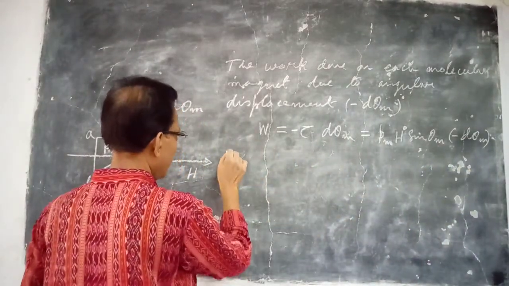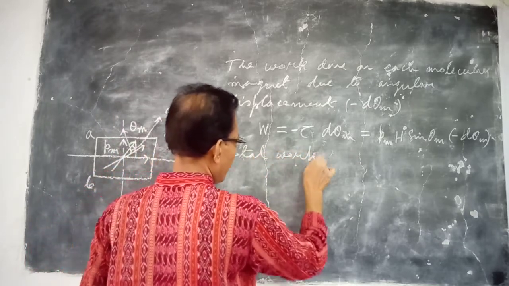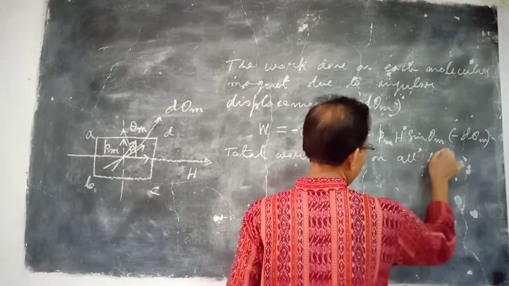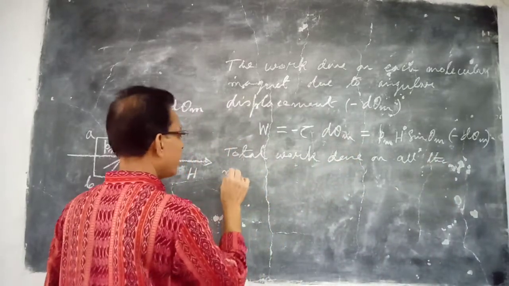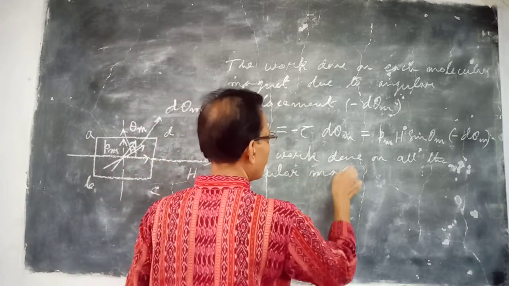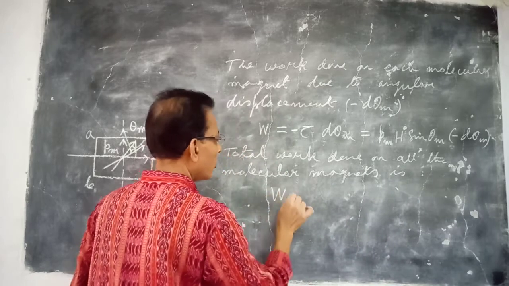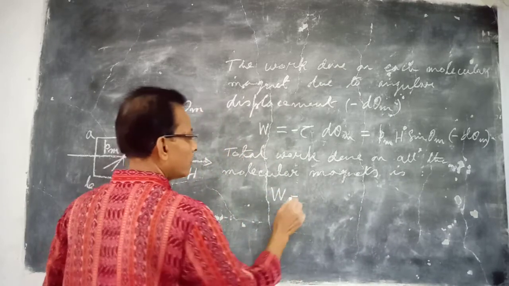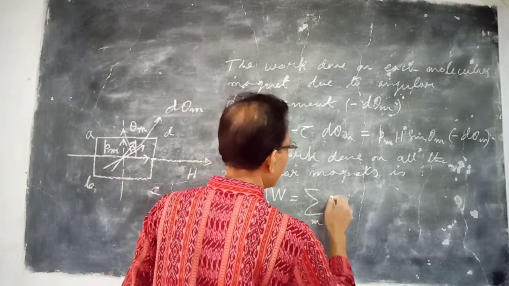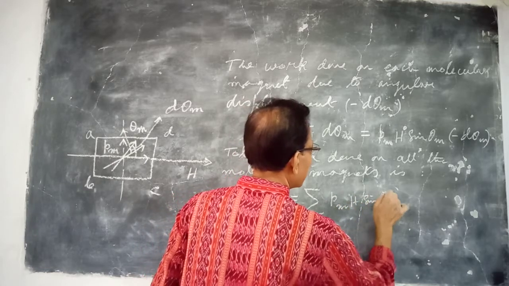Therefore, the total work done on all the molecular magnets is the sum over m of Pm H sin theta m.